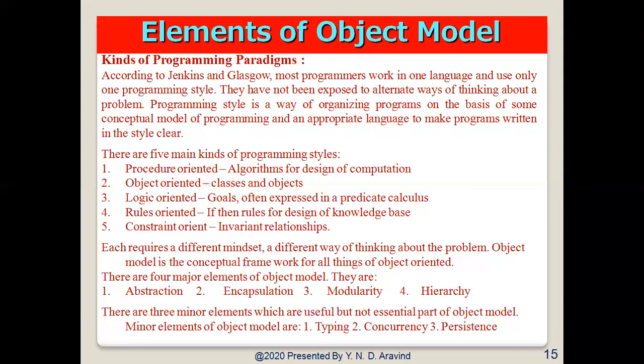So each of these styles of programming is based on its own conceptual framework. Each requires a different mindset, a different way of thinking about the problem. So for all things object-oriented, the conceptual framework is the object model. There are 4 major elements of this model: abstraction, encapsulation, modularity, and hierarchy. There are 3 minor elements of this object model: typing, concurrency, and persistence.